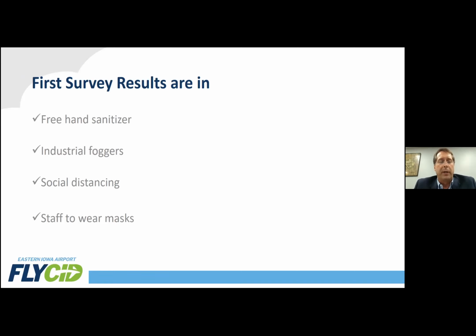We have just completed our first survey of the region and are trying to talk to our customers about what they need to see and hear to establish that comfort level for returning to air travel. And what we've heard is, of course, no surprise to some extent, hand sanitizer. We've got hand sanitizer all over the terminal, and we're putting more out, more stands. We've got what we call industrial foggers. This is the electrostatic sprayers that we've got four of, and we are disinfecting between each and every flight.